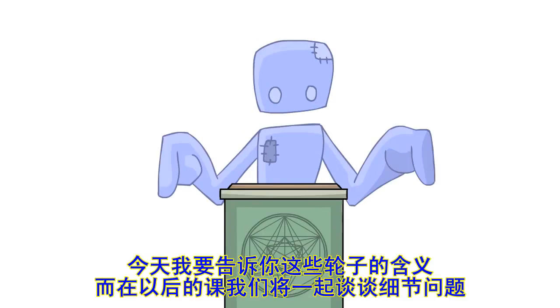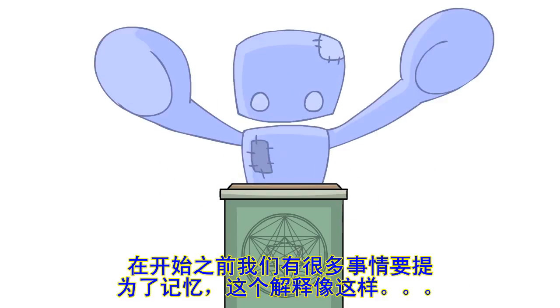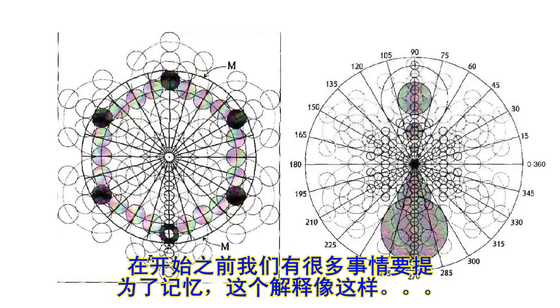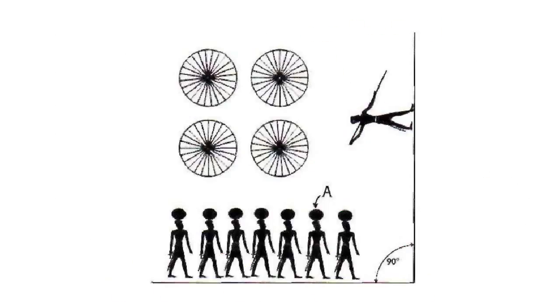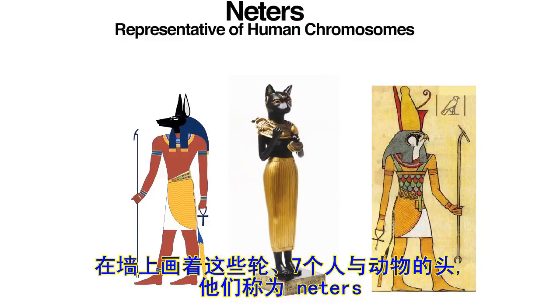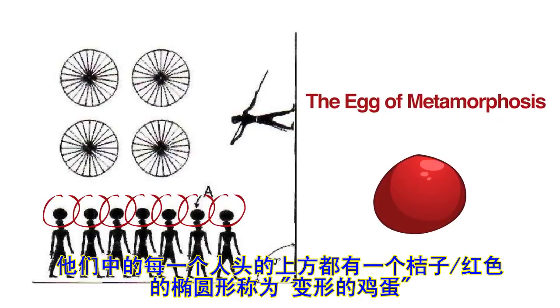Today, I'm going to show you what these wheels meant, and in future lessons, we will go over the details of this unraveling. There's a lot to cover before we get there, though. For the record, the unraveling looks like this. Yeah, it's a doozy. So on the walls with these wheels are drawings of 7 people with animal heads. They're called neiters, and each of them has an orangish-red oval above its head. This is called the egg of metamorphosis.